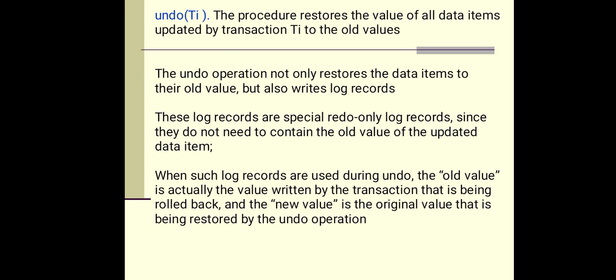These log records are special redo-only log records, since they do not need to contain the old value of the updated data item. When such log records are used during undo, the old value is actually the value written by the transaction that is being rolled back, and the new value is the original value that is being restored by the undo operation.